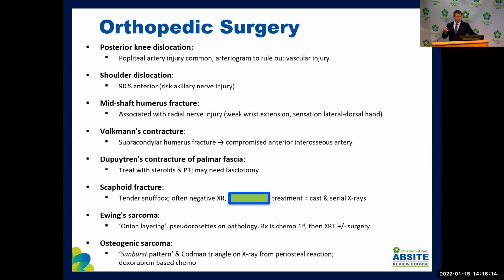Dupuytren's contracture of your palmar fascia. They usually show you a picture of this. Usually just treat that with steroids and some physical therapy. Rarely would you need a fasciotomy, and that would not be in the scope of a general surgery resident, more of a hand surgeon.